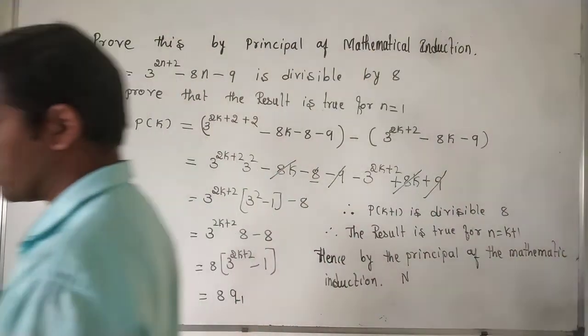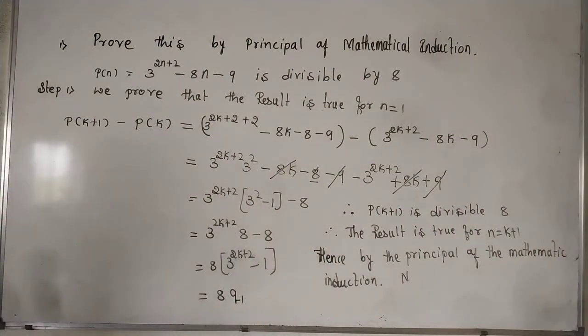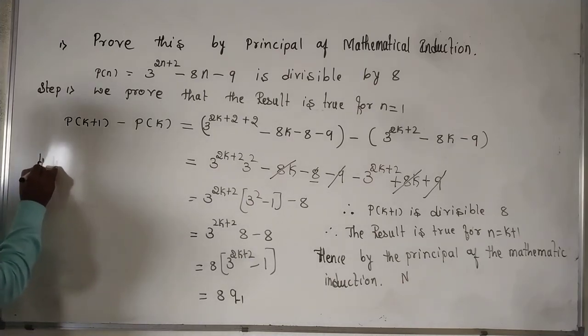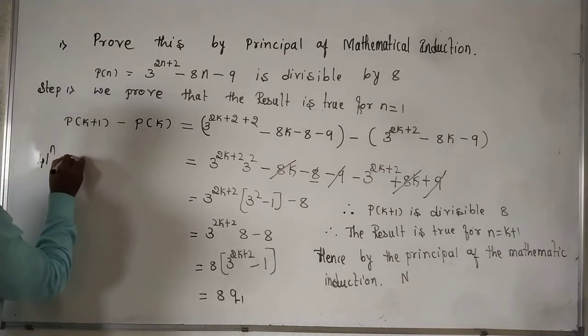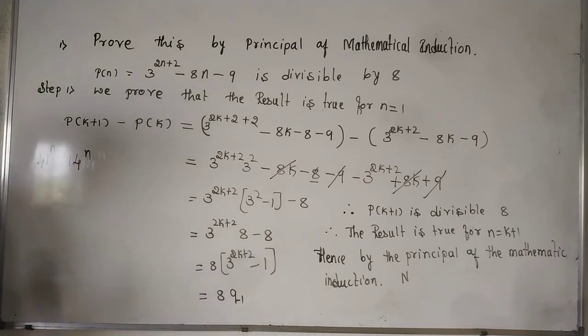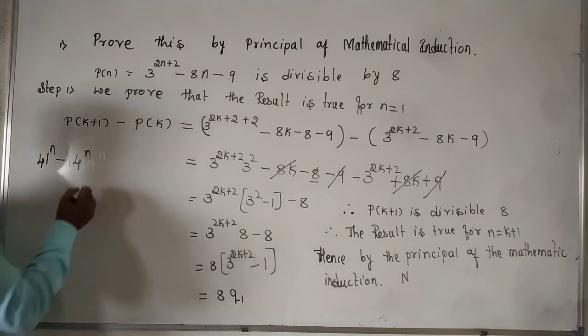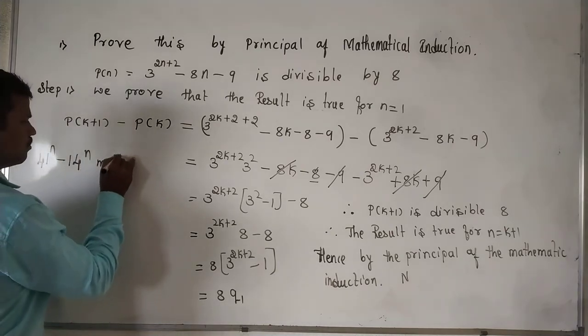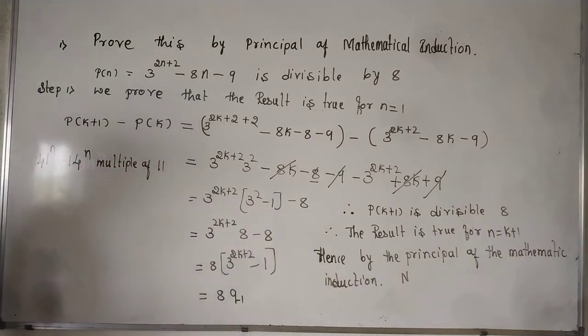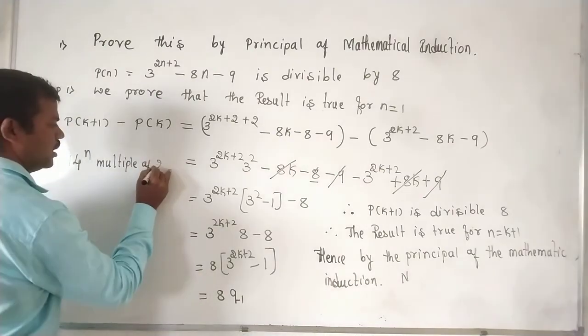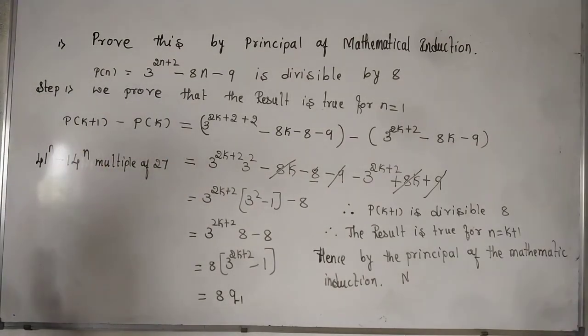So still one problem is there. I will give a homework for you, similar to this. That is 41 raised to n minus 14 raised to n is divisible by, or a multiple of, 27. You have to do this. So try yourself, and finally we complete this.